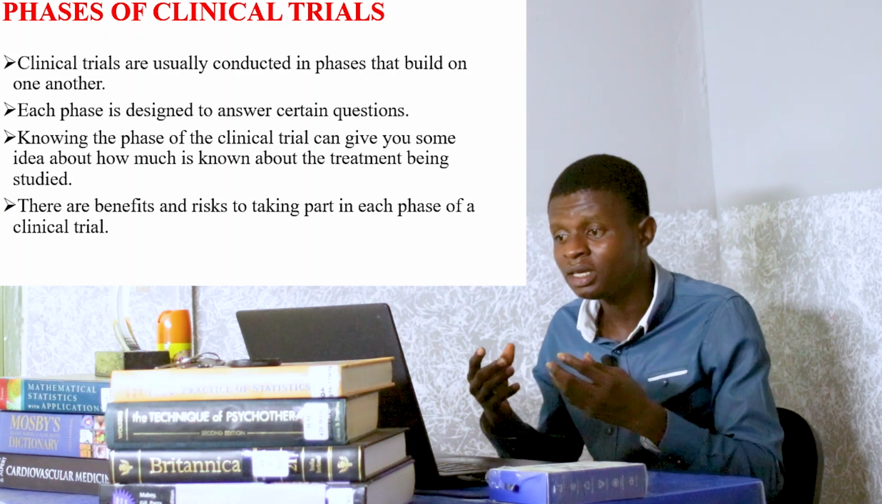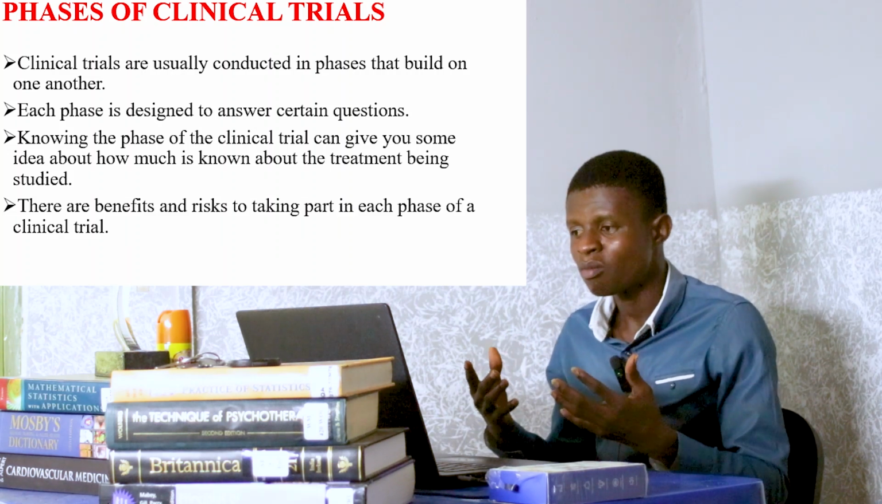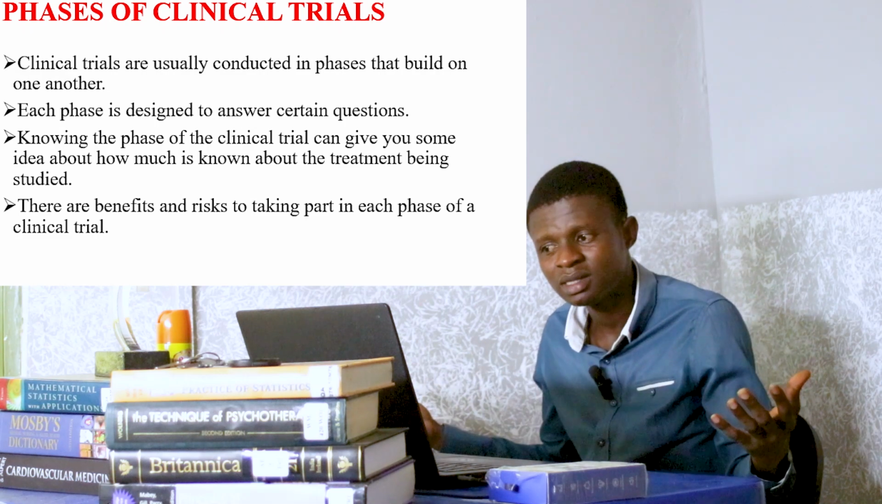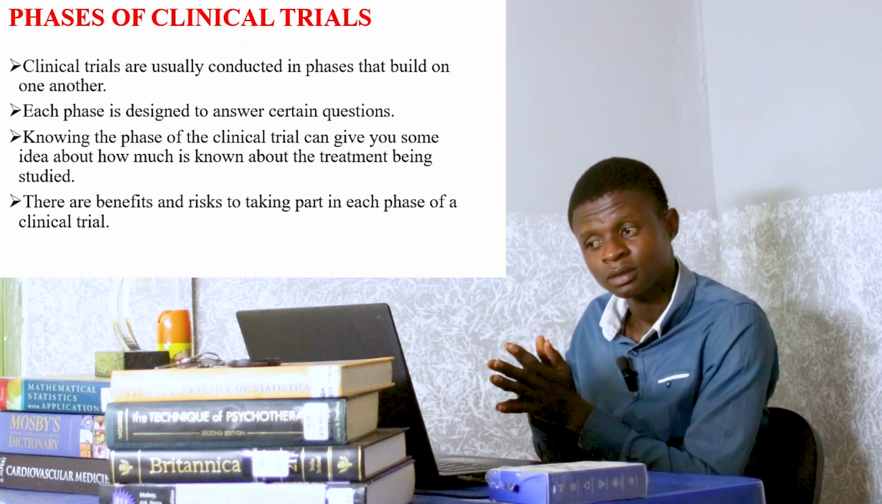And then knowing the phase of a clinical trial can give you some ideas about how much is known about a treatment being studied. So when you know that we are at this phase, then you know that at this phase, we need to get this far. If it is a cancer treatment or a drug development, at each phase you need to know how far you've gotten. Are you almost at the end? Are you almost concluding your findings?